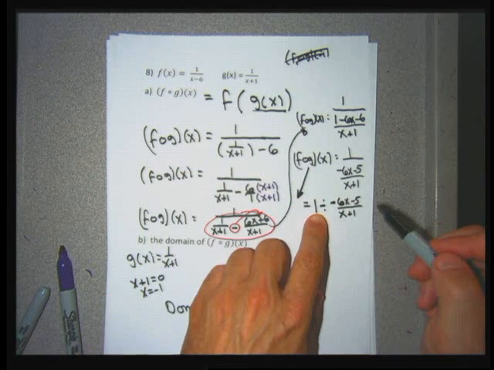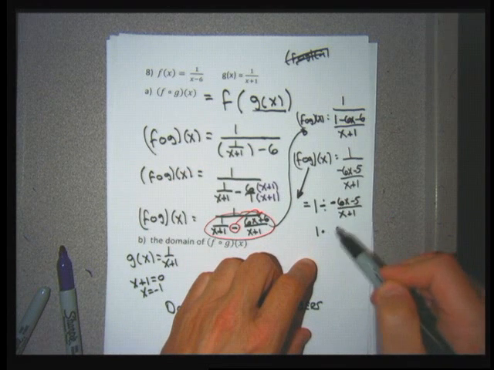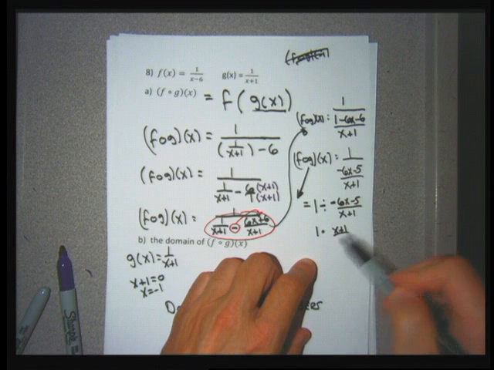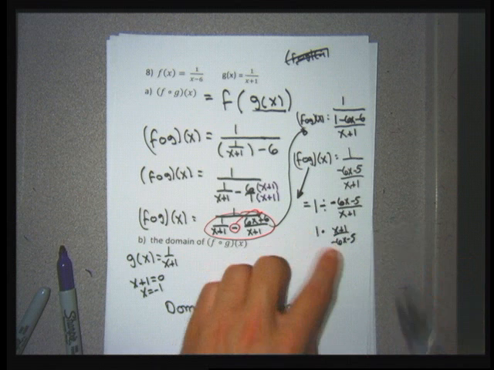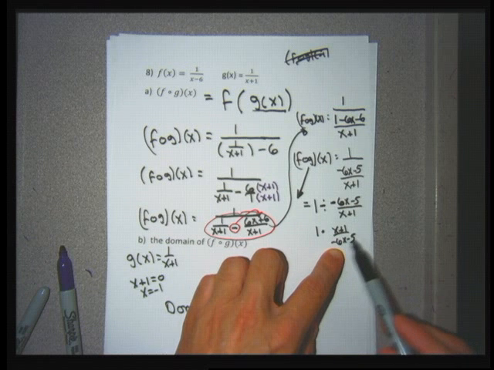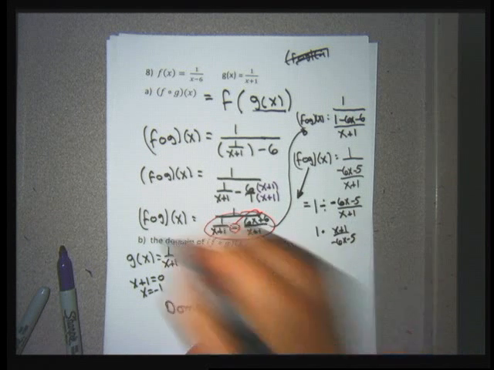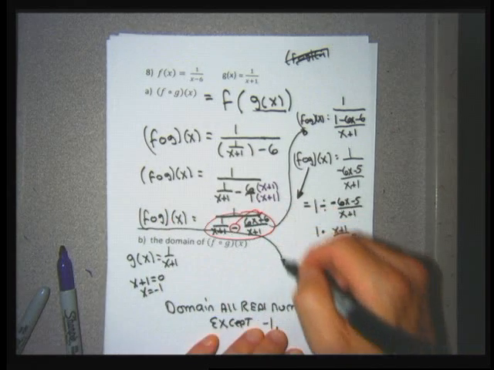If I'm dividing by a fraction, I can invert and multiply. So this is going to be 1 times x plus 1 over negative 6x minus 5. 1 times anything is itself. This is basically the answer here of what f composed with g of x is. I'm going to factor out a negative from the denominator. And this is one version of the answer for part A that is suitable.